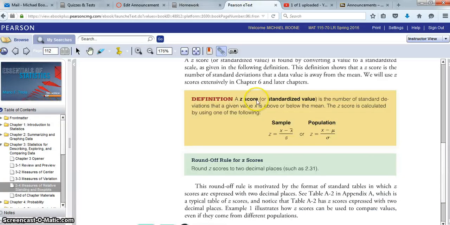To calculate a z-score, I'm on page 112 of your text. It's just getting the value that you're looking at minus the mean over the standard deviation. That's for a sample. For a population, it's similar, except it's the Greek letters: the mean over the population standard deviation. So there's our formula that we'll need to find z-scores.